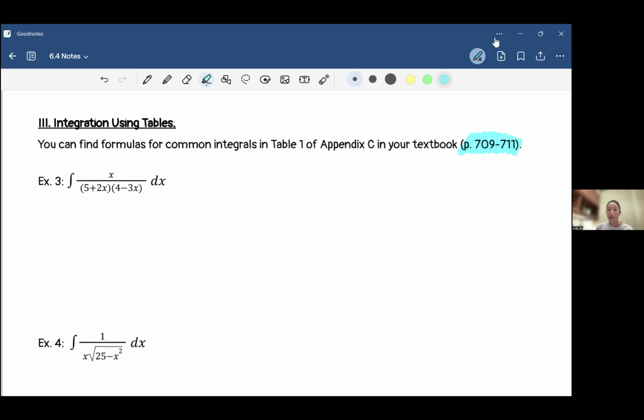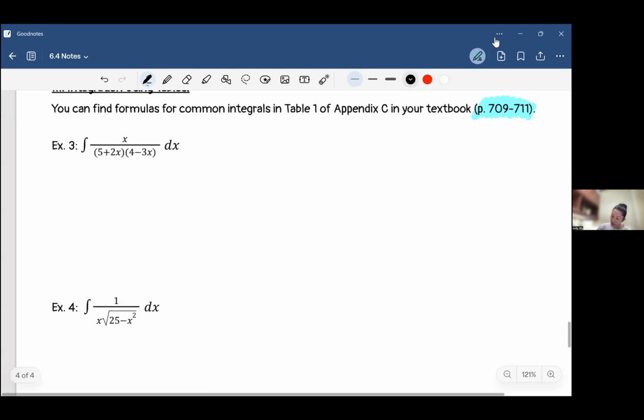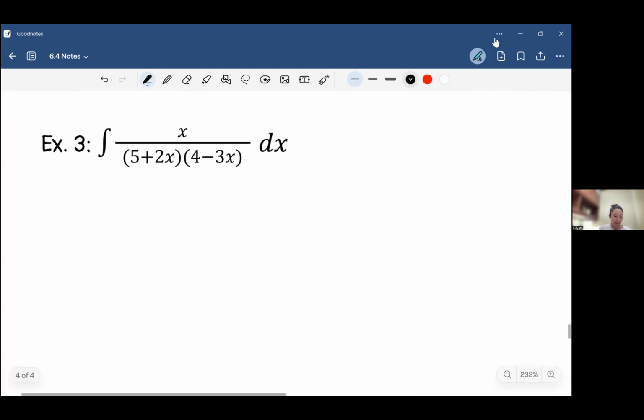I recommend that maybe you pause the video right here, pull up your textbook online and find those because that's what we're going to be referring to. I won't show you the actual pages because I don't want to change screens too much, but I will write down the name or the number of the formula that it should correspond to. All right, so let's begin. Let's take a look at example 3.